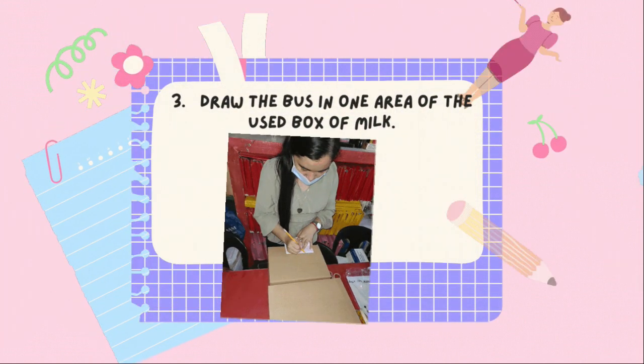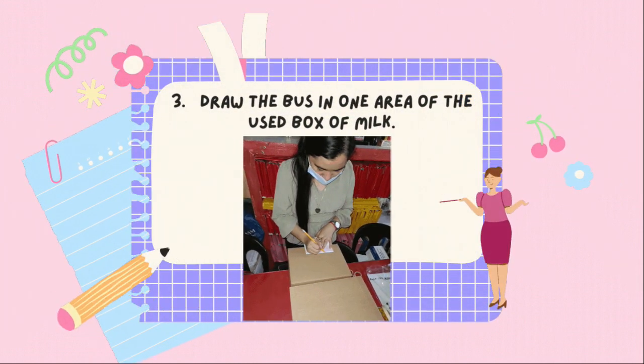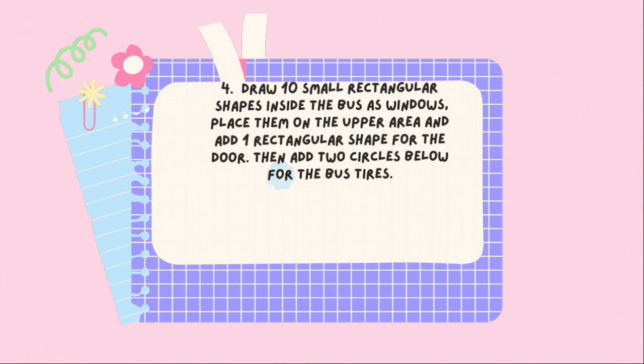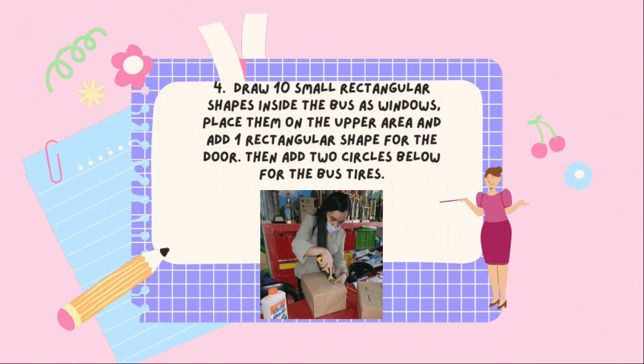Third, draw the bus in one area of the used box of milk. Fourth, draw 10 small rectangular shapes inside the bus as windows. Place them on the upper area and add one rectangular shape for the door. Then add 2 circles below for the bus tires.